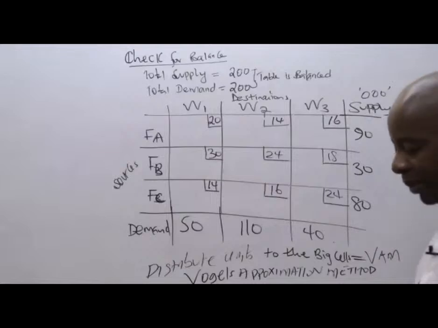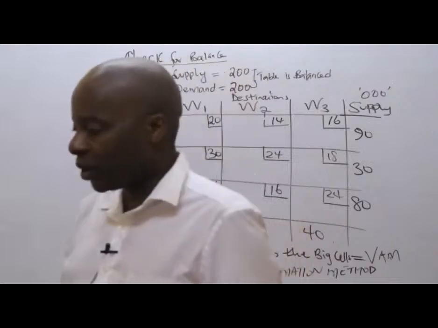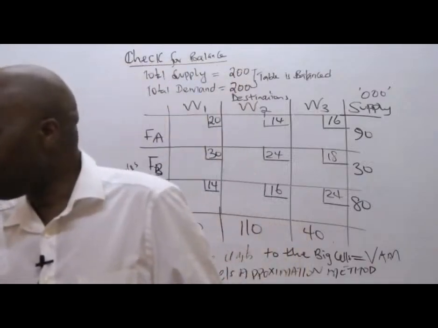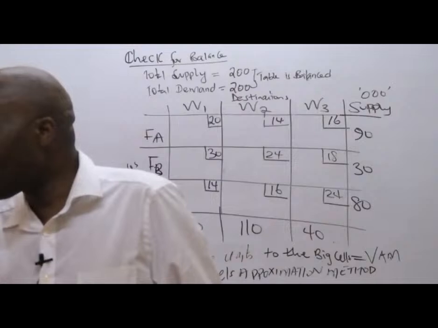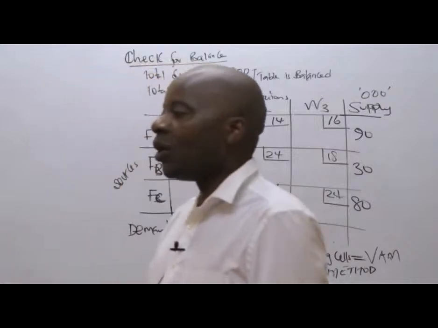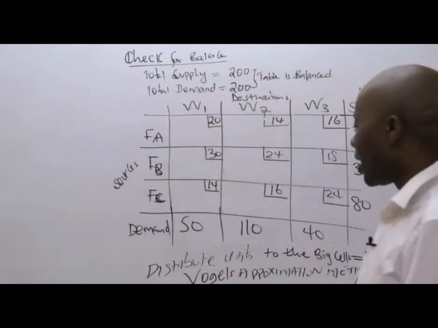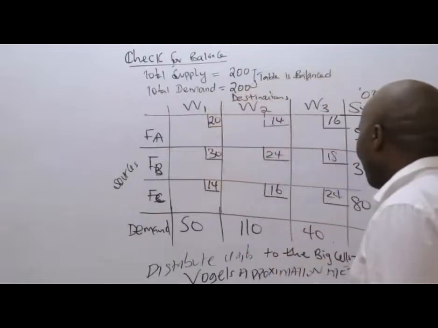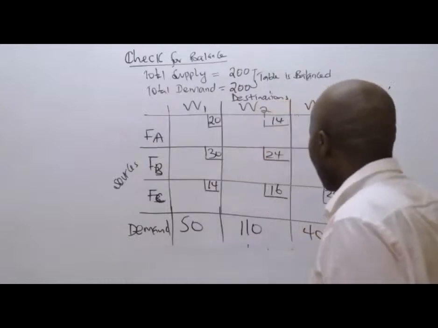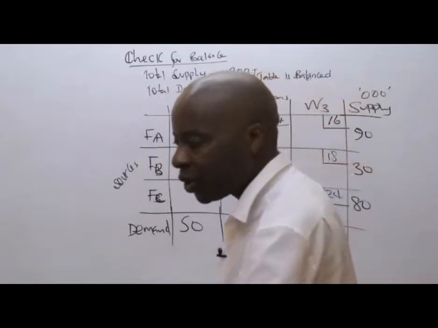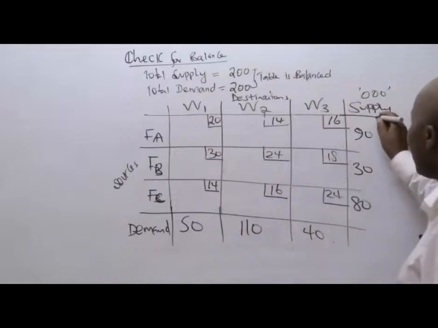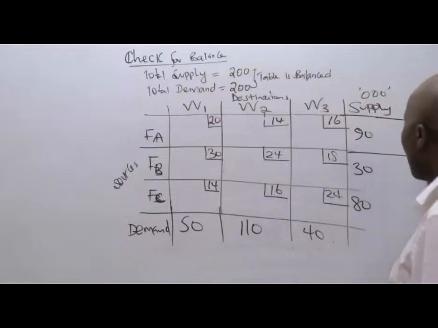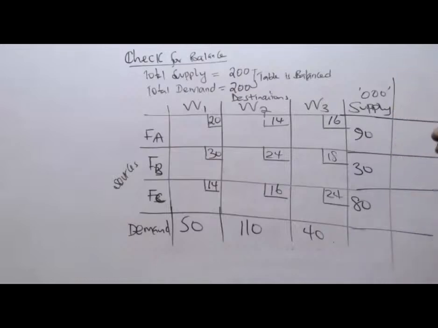Now, if you can remember, this model that you are calling Vogel's is a method that makes use of penalties. So whenever we talk of Vogel's approximation method, remember that it is a penalties method. And as such, we shall come here and compute penalties.